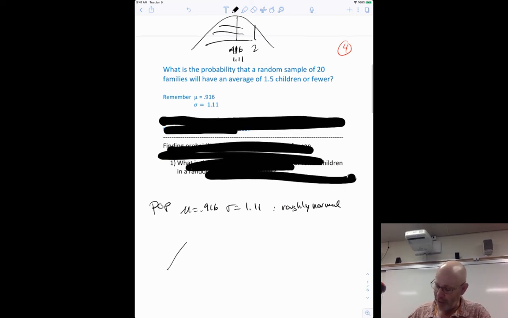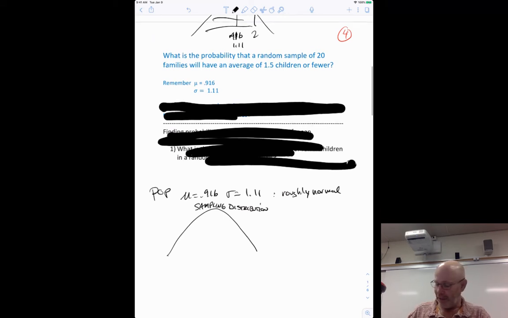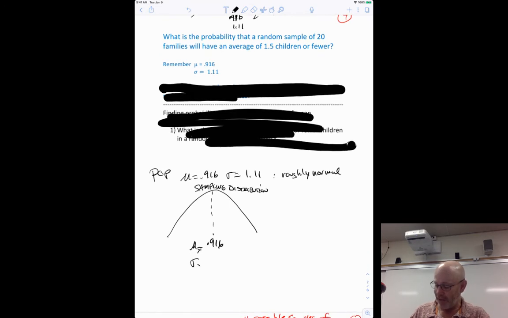So when I redraw this picture, this is now what I will call my sampling distribution. My sampling distribution is roughly normal. The sampling distribution is going to have the same mean as the population, 0.916. So this is the mean of X bar now, the mean of the sampling distribution. However, its standard deviation is going to be the standard deviation of the population divided by the square root of the sample size. So it's still a distribution, it's still normal. However, the standard deviation has changed.